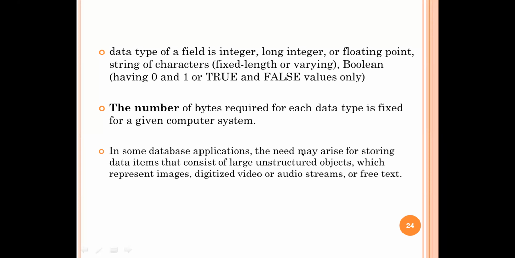In some database applications, the need may vary for storing data items that consist of large unstructured objects. So if you are storing unstructured data, say you are collecting comments from Facebook or Twitter, the comments may be in audio form, video form, picture form, emoji form, or it may be in a PDF file or Word file. In that case, we will consider it as an object. Based on the object, for a video, according to the size and timestamp of the video, the memory will be allotted.